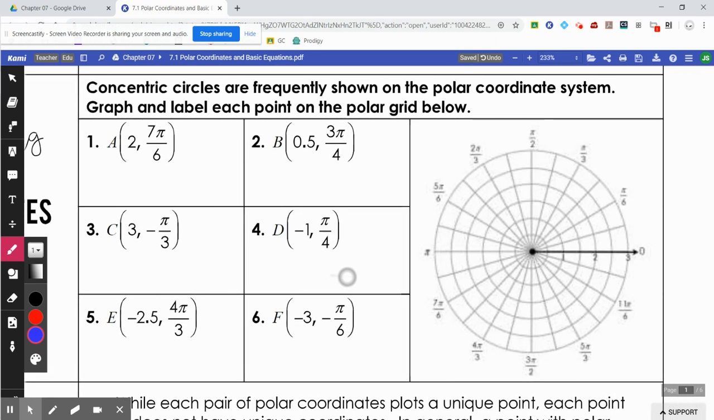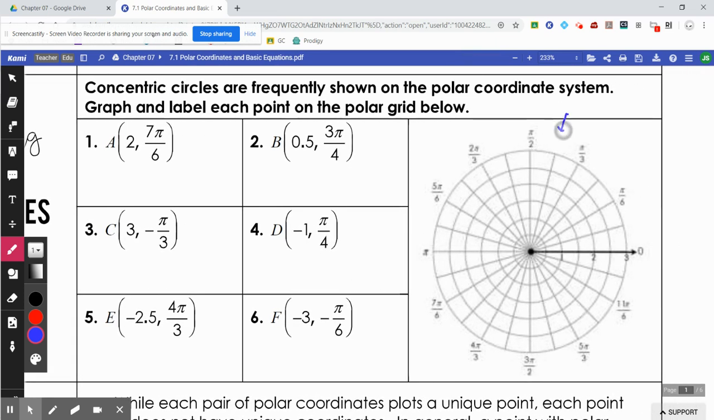Concentric circles are frequently shown. This is an example of what a polar type graph would look like, and it gives us these radii. You notice the radius here of 1, the radius here of 2, and the radius of 3, and then the angles of 30 and 60 and 90 and so on and so forth.